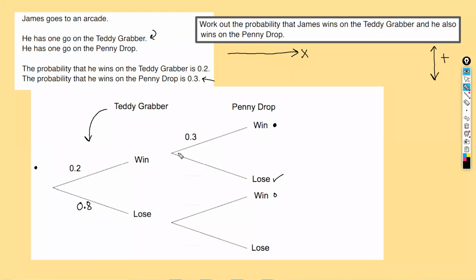So let's go over here now. The probability of winning the penny drop is 0.7. So the probability of losing it is how much? 0.3. You minus this from 1. And of course, everything here is the penny drop. So the probability of winning the penny drop is 0.7 again, and the probability of losing is 0.3.